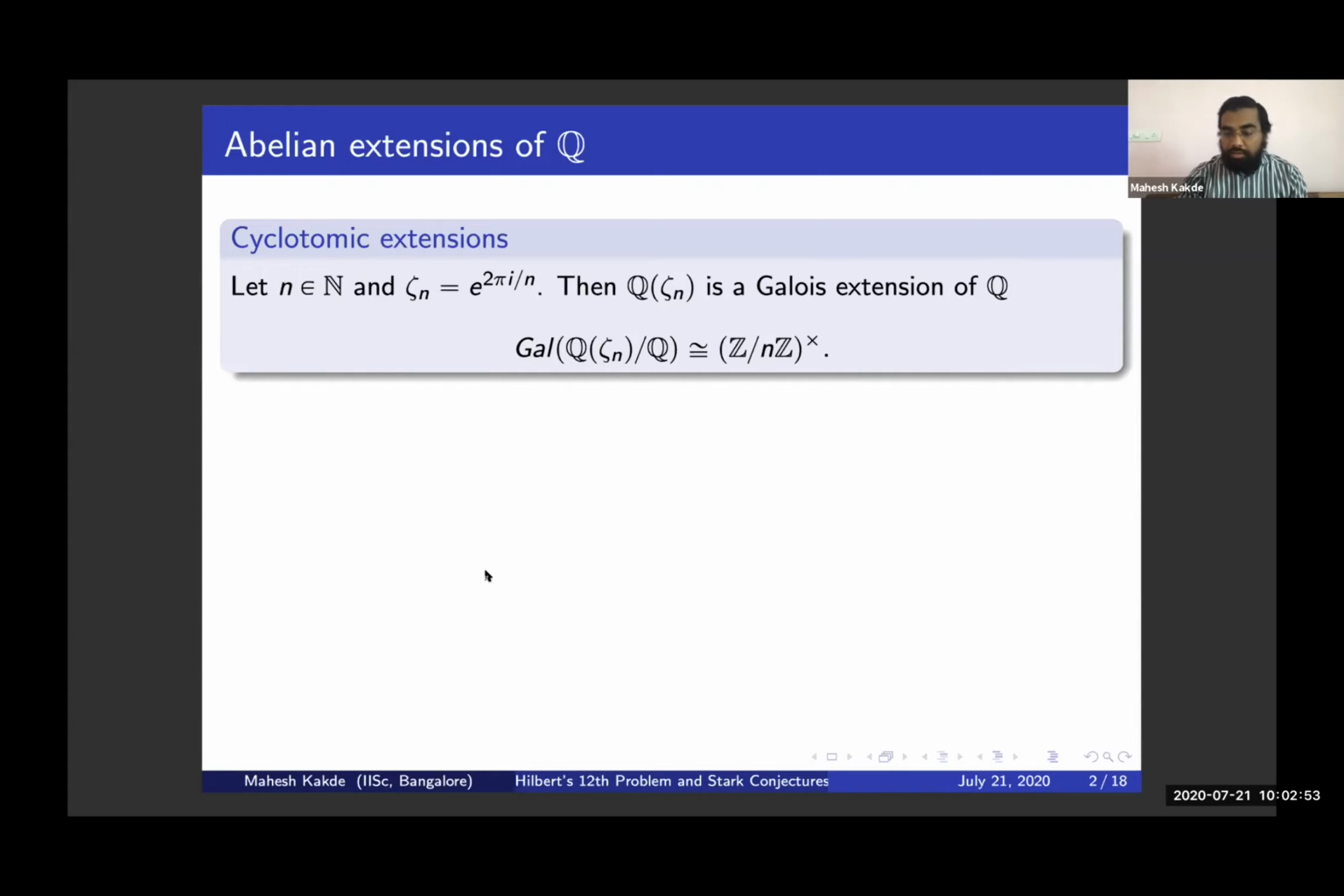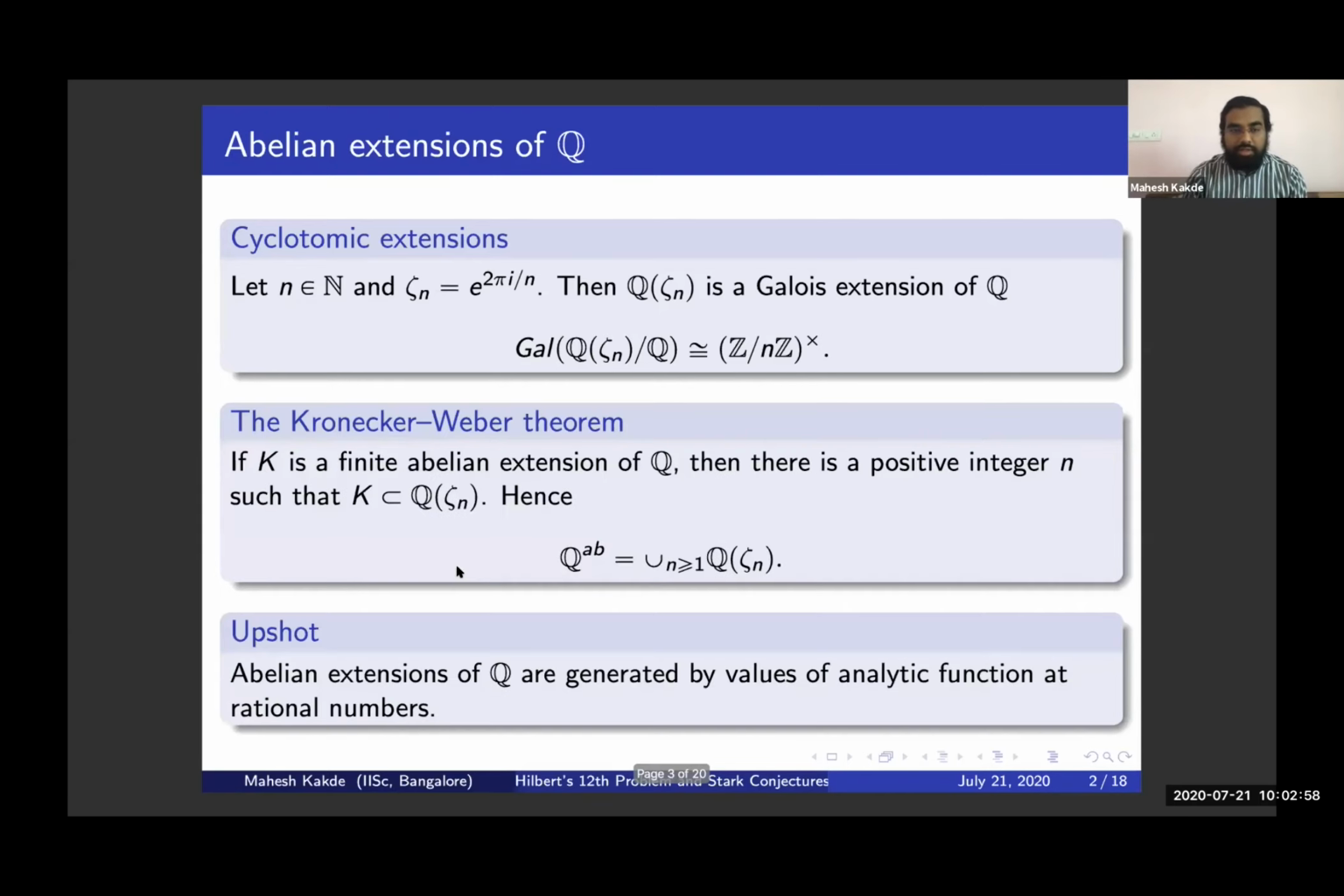This is easy, but on the other hand, there is a remarkable result of Kronecker-Weber from the 19th century, which says that if you take any abelian extension K of Q, then it is in fact contained in one of the cyclotomic extensions. So there is a positive integer n such that K is contained in Q(zeta n). Another way of saying this is that the maximal abelian extension of Q, Q^ab, is the union of all the cyclotomic extensions. This is a 19th century theorem.